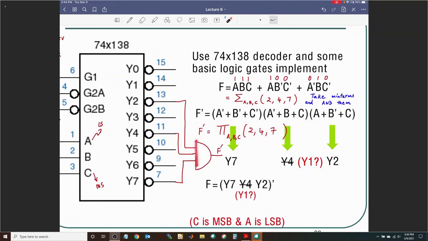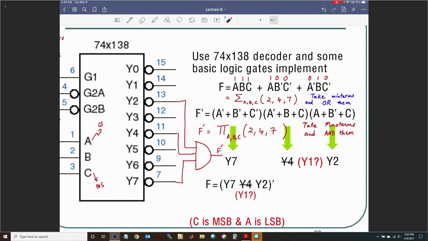Earlier, I used an AND gate, and that was wrong. That was supposed to be OR. I miswrote that as AND earlier when we were taking the minterms. This should be ORed together. Or the second approach is to take max terms and AND them. So this gives me F complement.